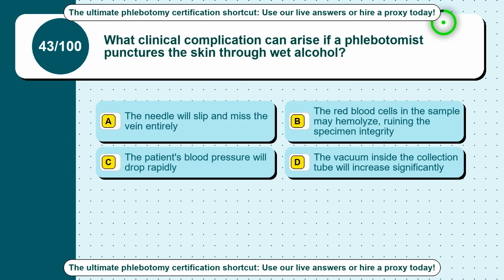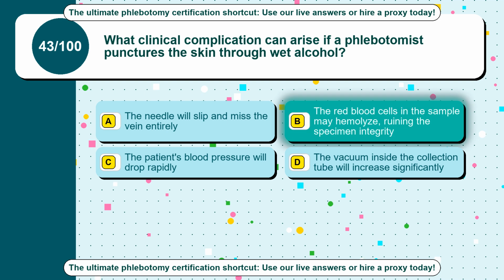Question 43. What clinical complication can arise if a phlebotomist punctures the skin through wet alcohol? Option A, the needle will slip and miss the vein entirely. Option B, the red blood cells in the sample may hemolyze, ruining the specimen integrity. Option C, the patient's blood pressure will drop rapidly. Option D, the vacuum inside the collection tube will increase significantly. The correct answer is option B, the red blood cells in the sample may hemolyze, ruining the specimen integrity.